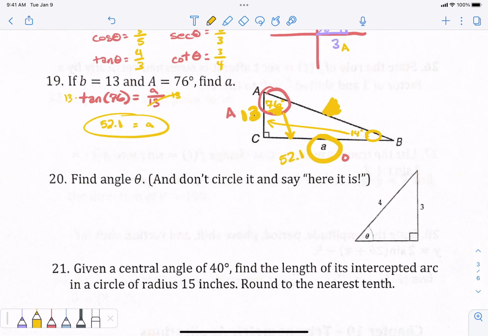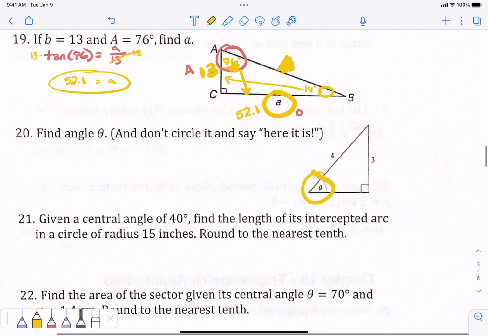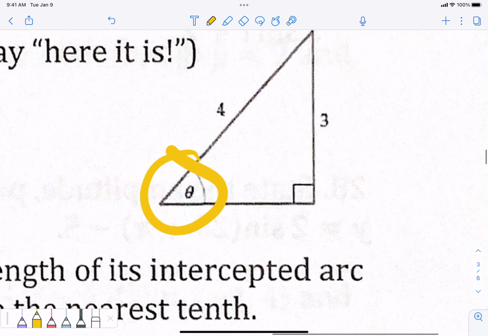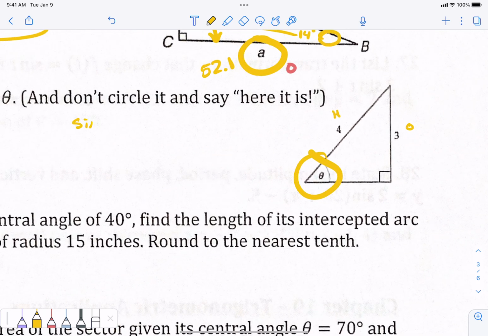All right, find angle theta. Here is angle theta, and we are trying to find it, okay? They're giving us 3 and they're giving us 4, and 3 is opposite and 4 is hypotenuse, so we're going to use sine. Sine of theta equals opposite over hypotenuse, which is 3 over 4. And then if I'm solving for angle theta, I have to use the inverse sine of 3 over 4. Type it in. Make sure that you are in degrees.